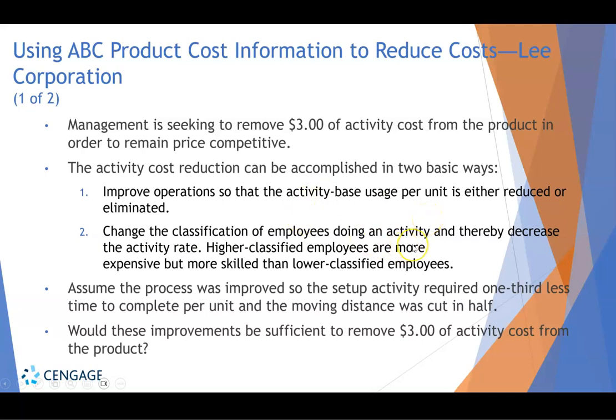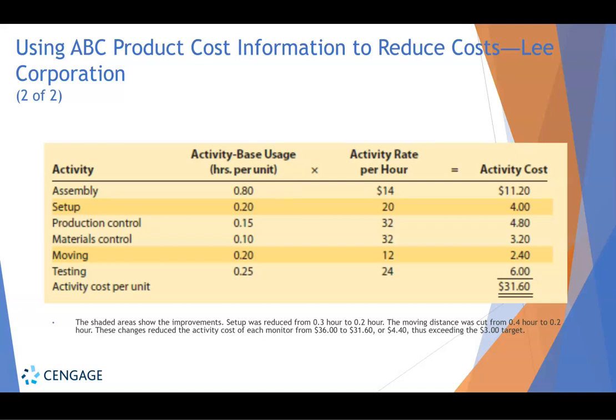Higher classified employees are more expensive, but they're also more skilled. So assume the process was improved so that the setup activity required 1/3 less time to complete per unit and the moving distance was cut in half. Would all this help remove the $3 of activity cost from the product? Could it be removed?